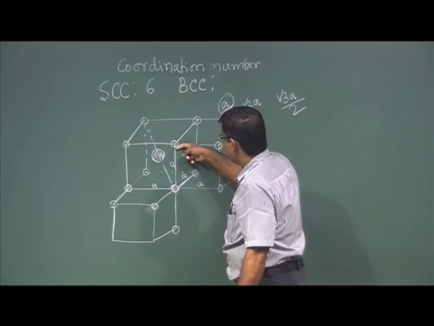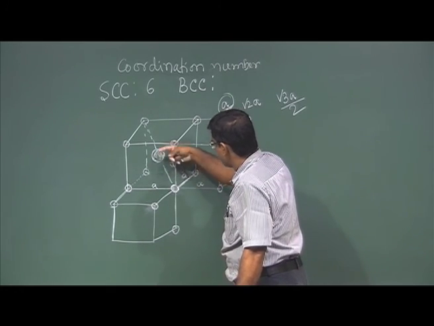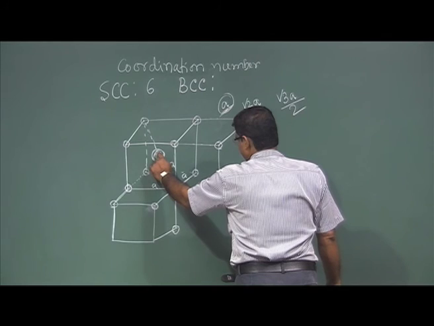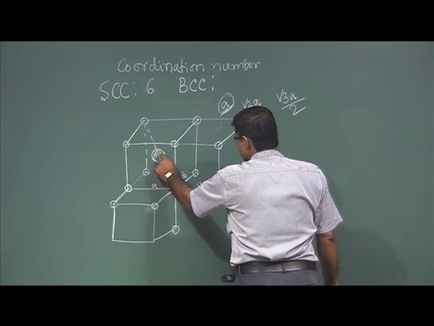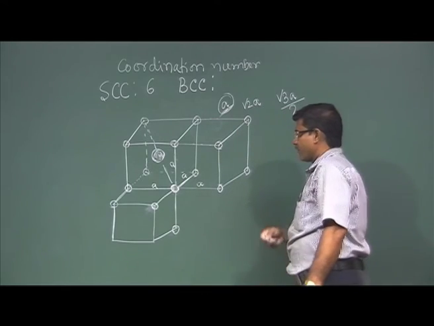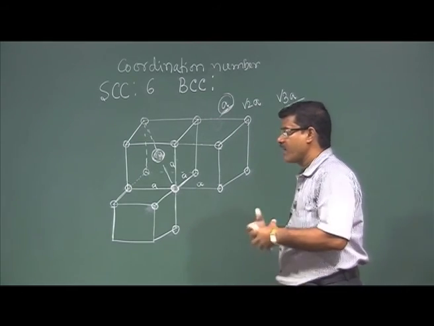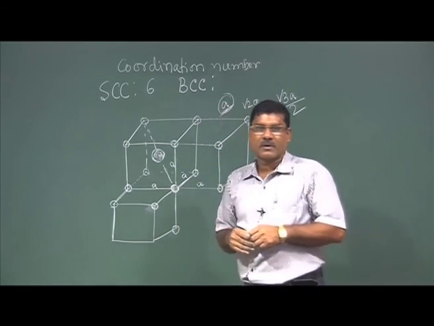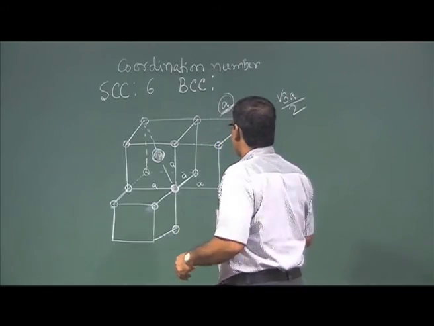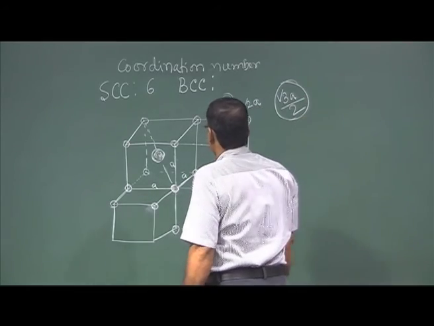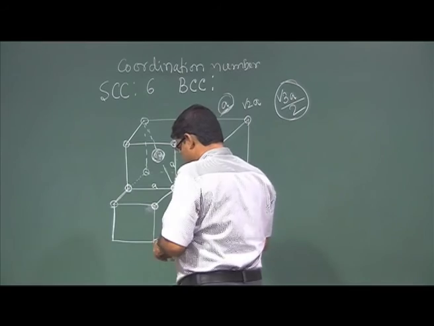Now, in case of BCC, we are getting one lattice point that is sitting at the body center. So, that distance is smaller than this one. So, for BCC we have to find out how many lattice points or atoms are there at distance √3a/2. That we have to find out.